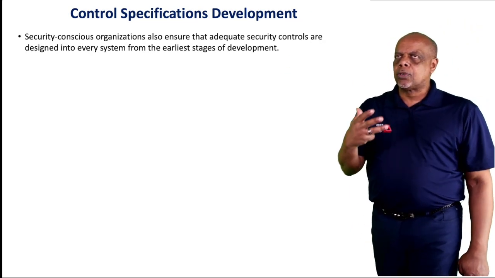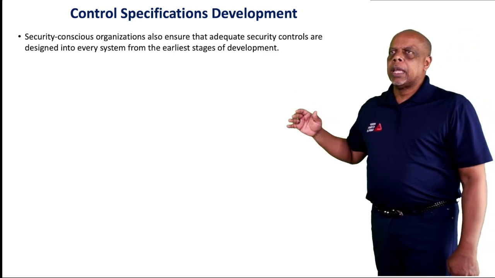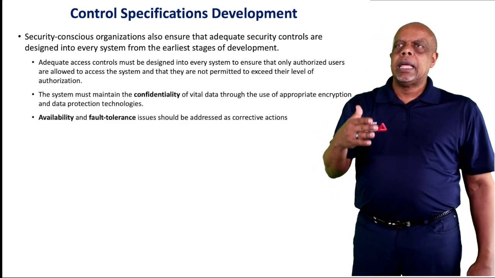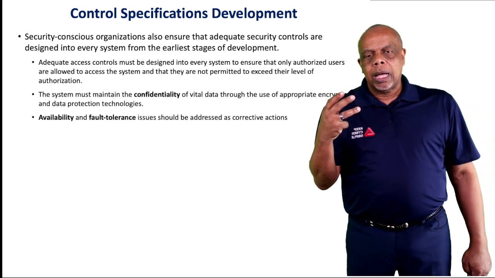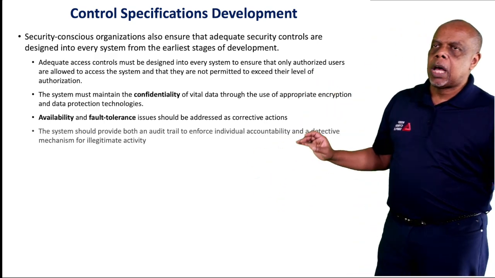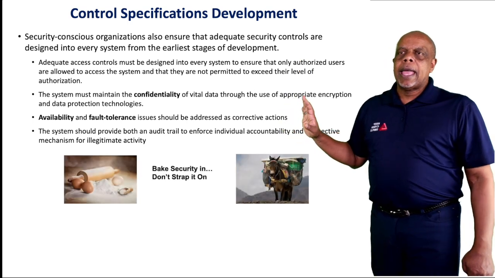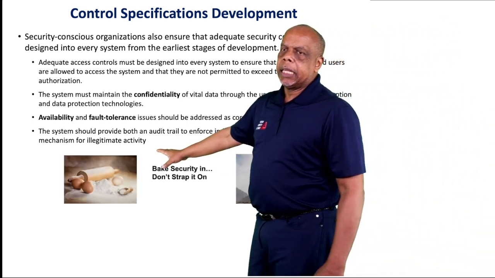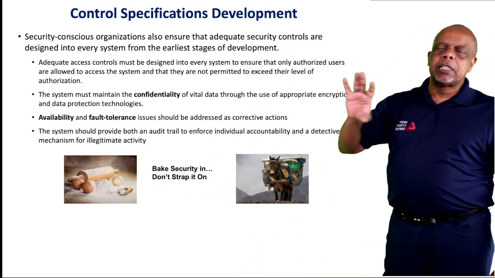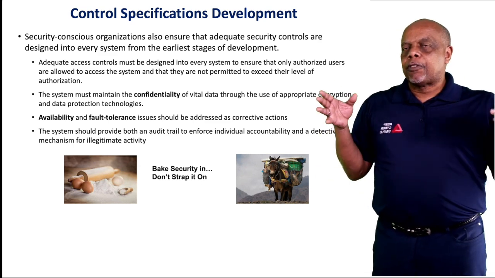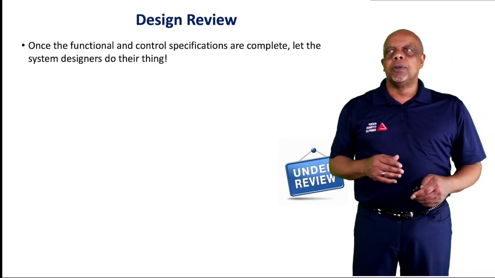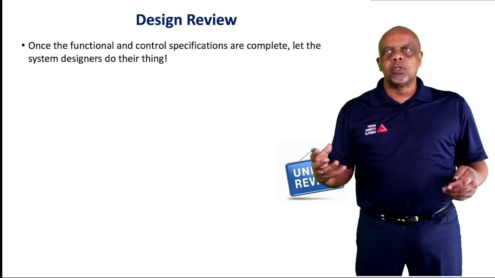Now we start getting into the control specifications, which have more granularity, especially with respect to security, because this is when our security should start to be added in. How confidential do we want our information system to be? What's the availability, the fault tolerance? We should be adding security in up front, what we call baking it in, as opposed to strapping it on at the end. Within control specification development, we're looking at it not only from an engineering perspective, but also from a security perspective. And then we go into what we call design review. So now we've got our functional requirements and our control specs in place.